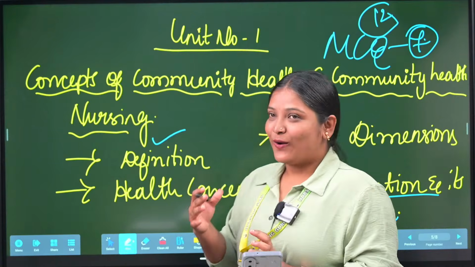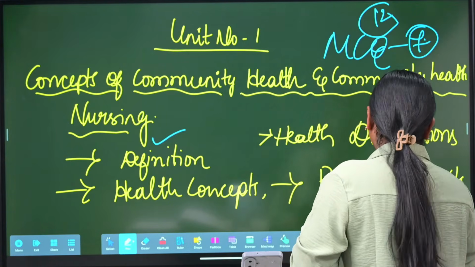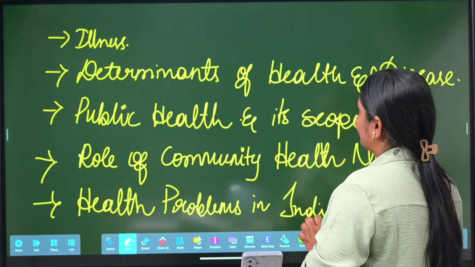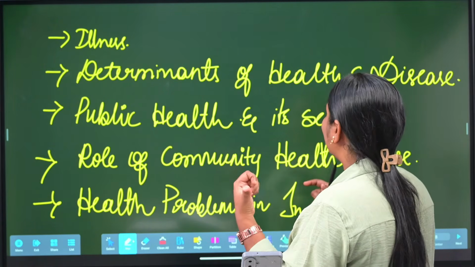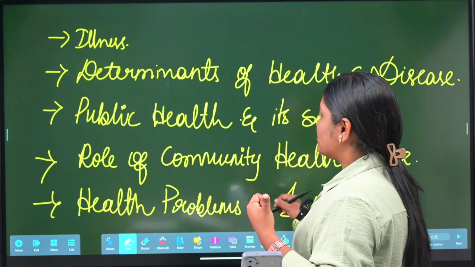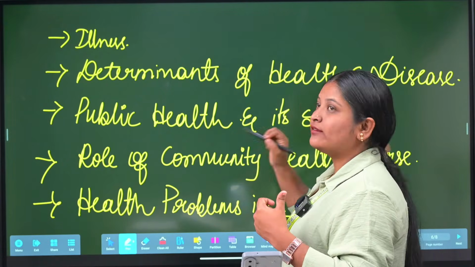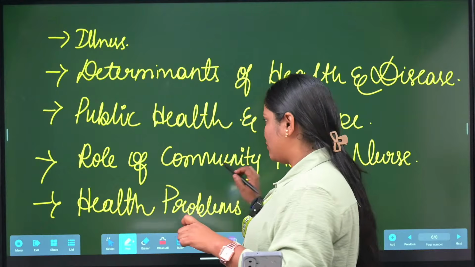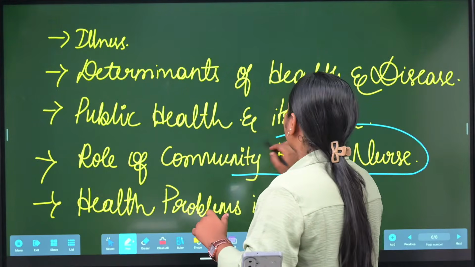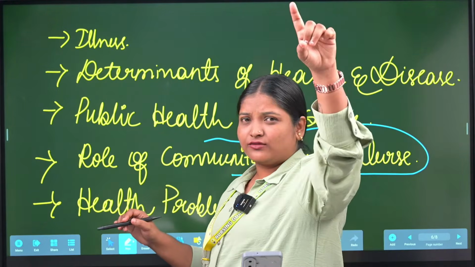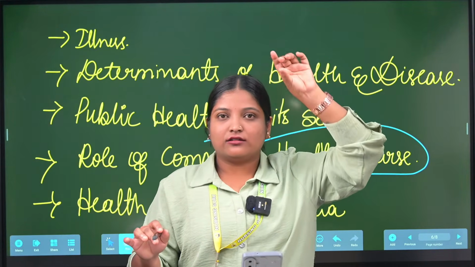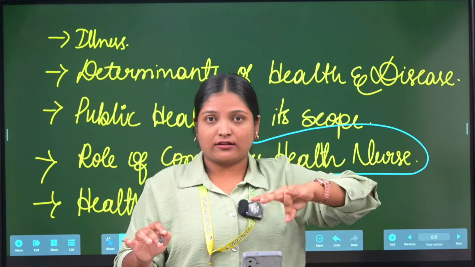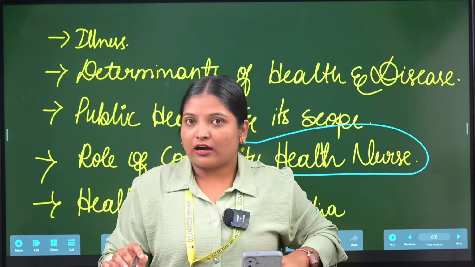Okay, now we can move towards the second unit. Only a few things were left; I told you already, but I will tell you once again. One concept I left from the first unit is the role of the community health nurse. Certain things will be there: qualities of the community health nurse, and the role of the community health nurse as educator, leader, organizer, planner, and then advocate.